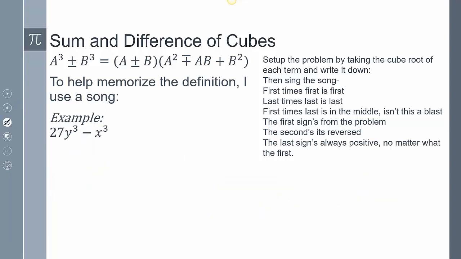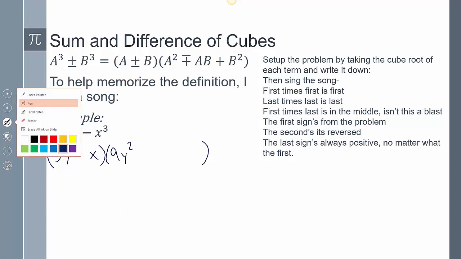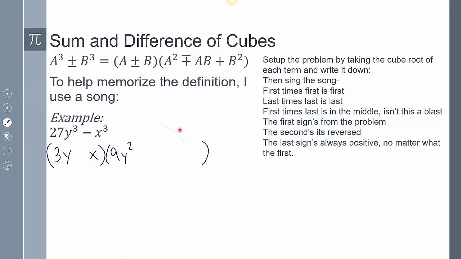Let's look at another one. So setting it up, I have to find the cube root, so I get 3x. Whoops, that would be 3y. And then this one right here is going to be x. And so now that I have that set up, now I can go through and factor it. So it goes first times first is first. So that gives me 9y squared. Last times last is last. So that gives me x squared.